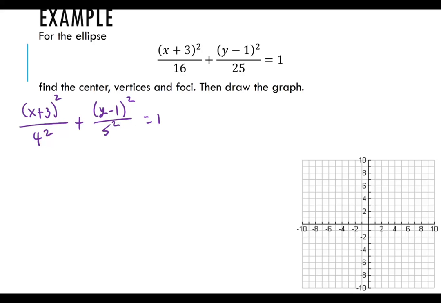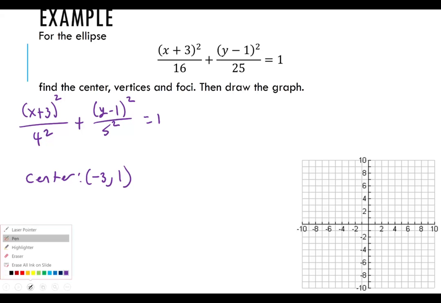So at this point, we can find the center. Well, the center is going to be negative 3, 1. And so I'm going to use a different color to mark my center to keep myself on track. Negative 3, 1. There's my center. At this point, if we're going to find the vertices and the foci, honestly, I just need to move in the correct direction. We'll recognize that my larger value is under the y stuff, and so since it's under the y stuff, this is going to be a vertical ellipse.